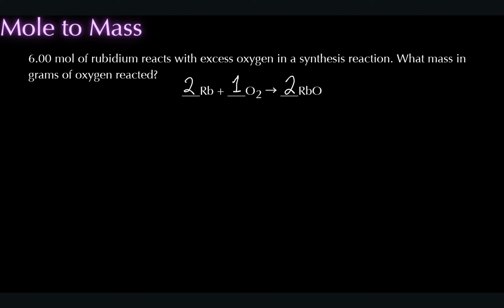Now that we have balanced our equation, we are able to take a look at the actual question itself. This question is saying that we have 6.00 moles of rubidium reacting with excess oxygen in the synthesis reaction. What mass in grams of oxygen reacted? We're going to set this up very similar to our mole to mole problems.